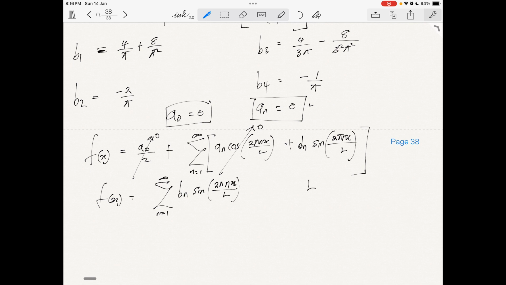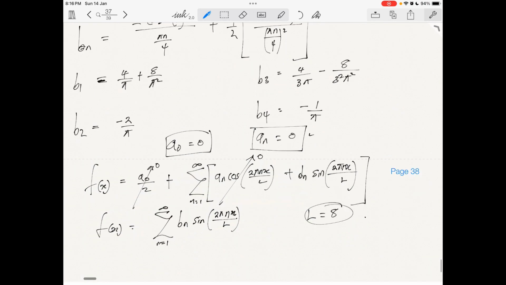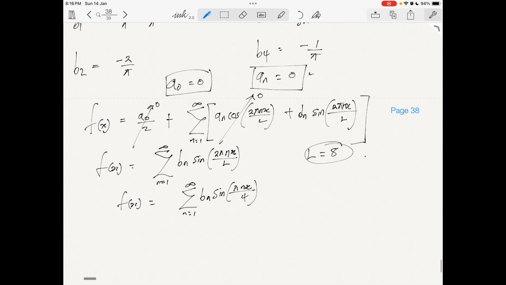Now recall that our L is equal to 8. Now if L is equal to 8, then f of x is equal to summation of n is equal to 1 to infinity of bn sine pi nx over 4. Now, so we begin to slot in our values of b1, b2, b3.